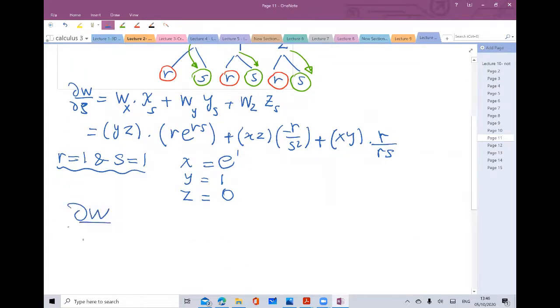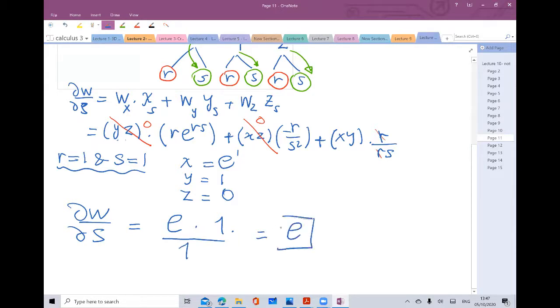So partial W partial S at these points is equal to, Y is a 1, Z is a 0. So the first term, anything with Z, the product turns out to be 0. So I'll end up with this one. R will cancel with this one. So I'll end up with X, which is an E, and Y, which is a 1 over S, which is a 1. So my answer is the exponential term.